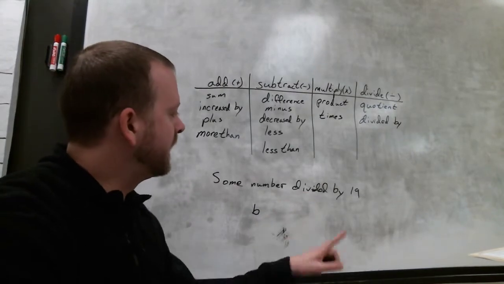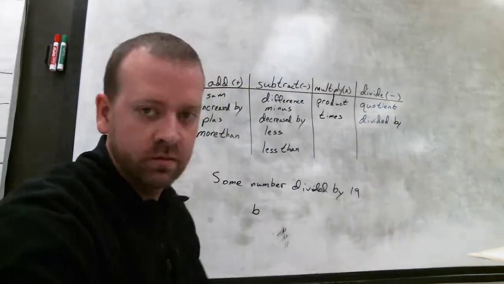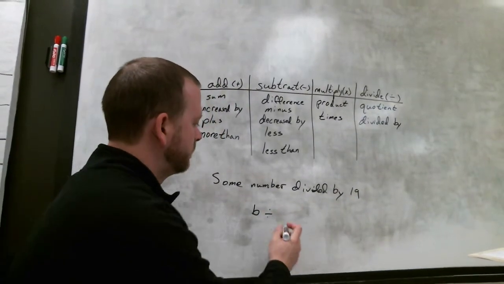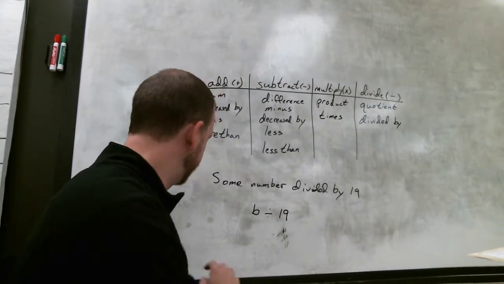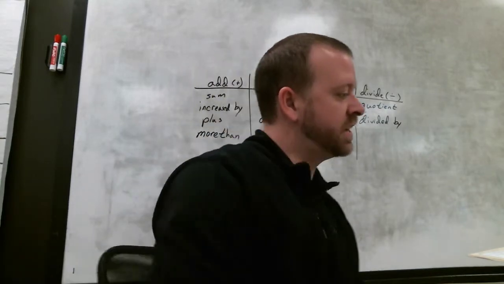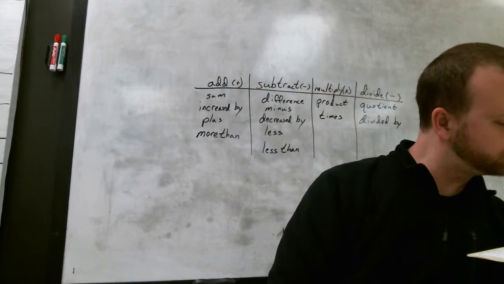And divided by. Now this one's easy because it's got what we're going to do in it. So divided by 19. Pretty easy, right? Okay. All right. Let's give you a harder one. Let's see. I'm going to look in the old math book, see if there's something that we can do. Okay.